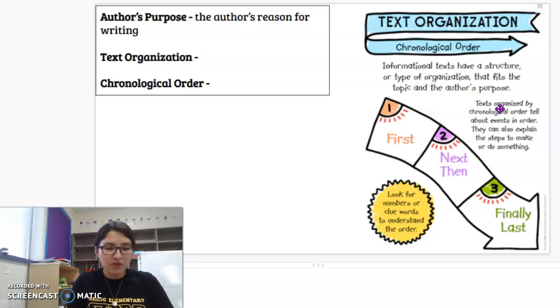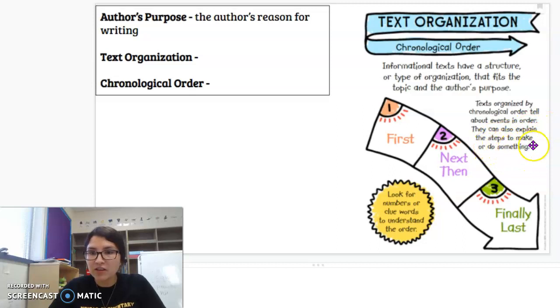Now, these different books we've been reading, they're organized in a way that's called chronological order. The author wrote these books with a first, next, then last. Beginning, middle, end, okay? So, let's read this right here. Text organized by chronological order tell about events in order. They can also explain the steps to make or to do something. So, for example, a recipe, right? Recipes are told in chronological order. First, next, then last.